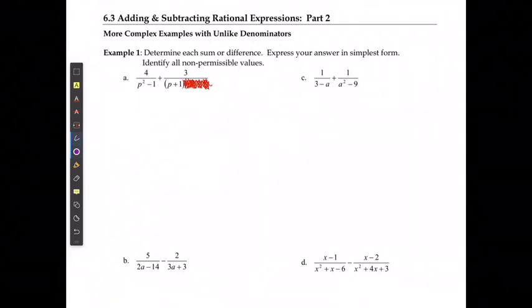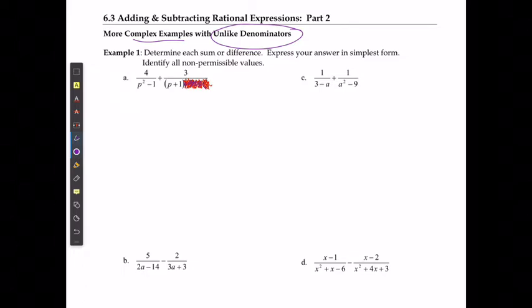Okay, so for this part, we're going to continue on with adding and subtracting rational expressions. And we're going to take some more complex examples with unlike denominators where we have multiple binomial denominators. For the first example, I crossed out the part that exists right here just to not overcomplicate it. So we're just going to do it without that.